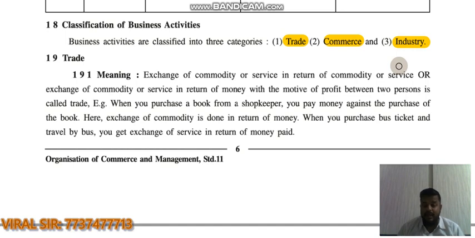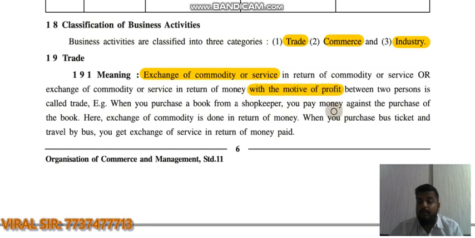Trade means exchange of commodity or service. Exchange of commodity or service is important. It can be against any other commodity or service, or in exchange of money. Not only exchange, but the exchange should be with the motive of profit. The exchange with the motive of profit between two or more than two persons is called trade.